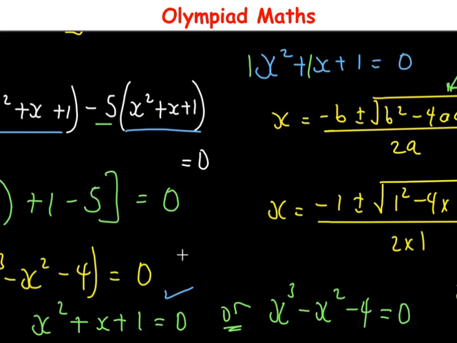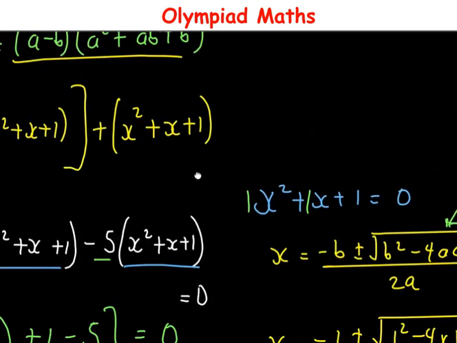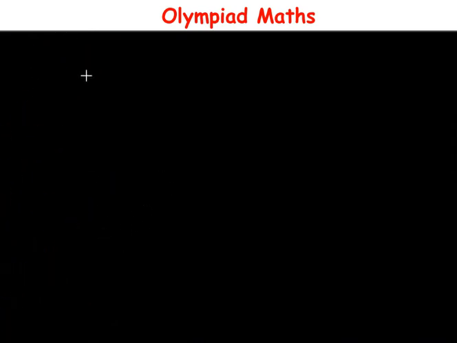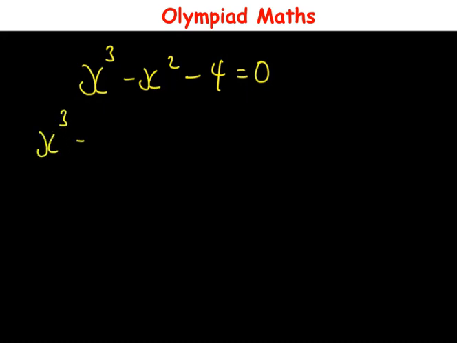Let us then solve this other equation right here. So we have x raised to the power 3 minus x squared minus 4 equals 0. Looking at this, x raised to power 3 minus x squared minus 4 can be written as x raised to power 3 minus x squared minus 8 plus 4 equals 0. And from here, we can combine x raised to power 3 and 8, and also combine x raised to power 2 and 4.